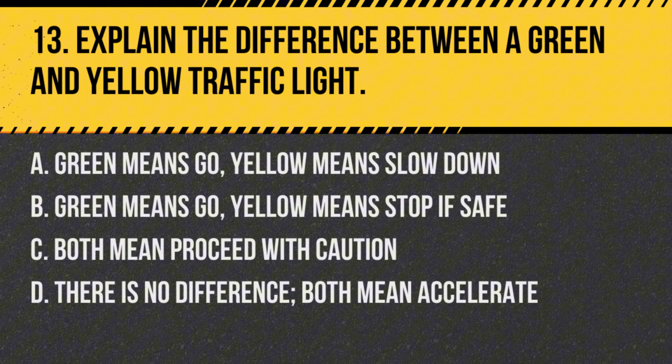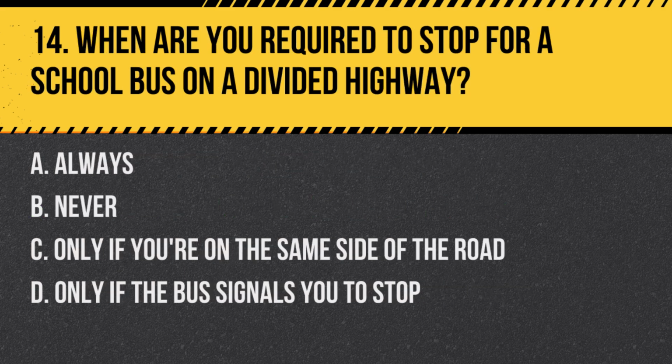Question 13. Explain the difference between a green and yellow traffic light. A. Green means go. Yellow means slow down. B. Green means go. Yellow means stop if safe. C. Both mean proceed with caution. D. There is no difference. Both mean accelerate. Answer. B. Green means go. Yellow means stop if safe. A yellow light signals that the light is about to change to red and you should stop if it's safe to do so.